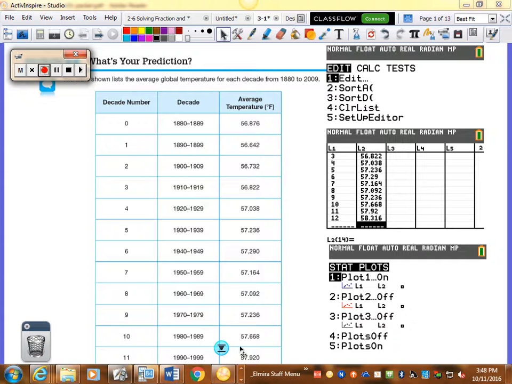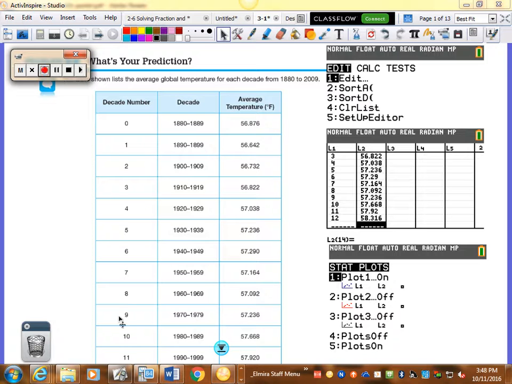There's this data that I have not fact-checked to know if it's real, and I really don't want to get into whether we think global warming is real or not. But we have some temperature data. That's the average global temperature for each decade, starting at 1880 and going to 2009.